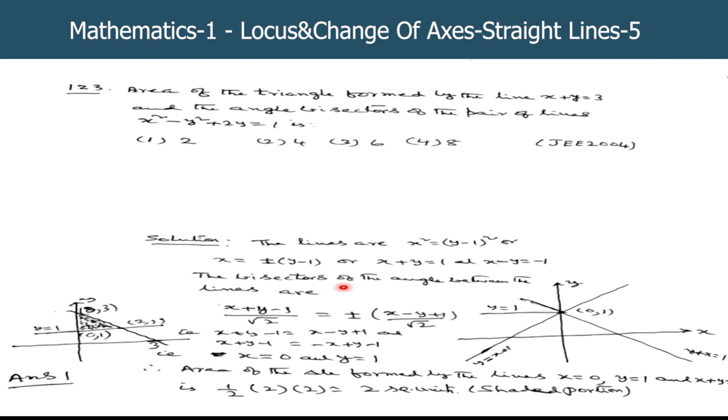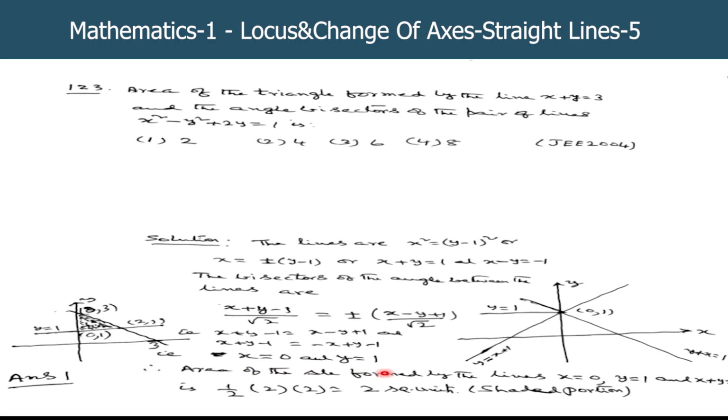So these are the lines, and the bisectors of the angle between the lines are (x plus y minus 1) by root 2 is equal to plus or minus (x minus y plus 1) by root 2. So the angle bisectors are nothing but x is equal to 0 and y is equal to 1.